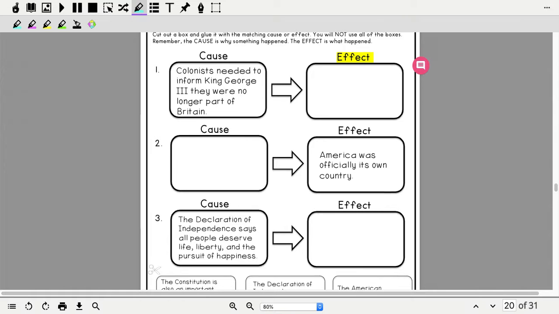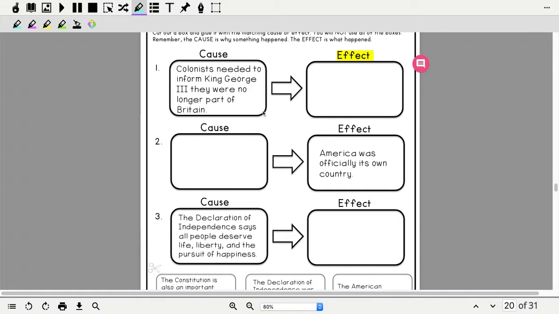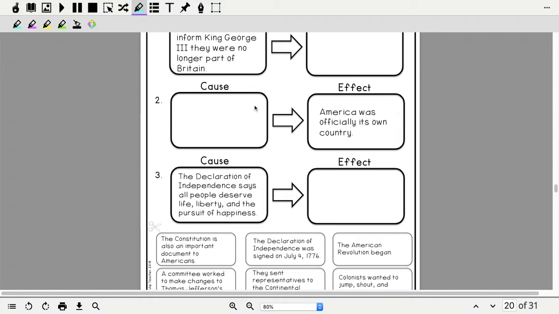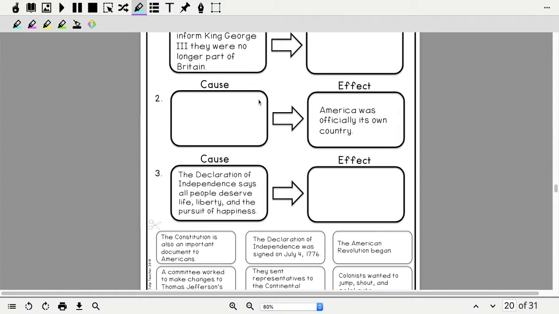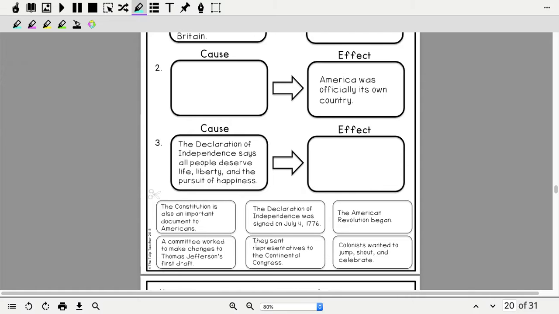Okay, so colonists needed to inform him they were no longer part of Britain. So what did they do to inform him of that? Okay, so if you want to, you go back to the Declaration of Independence and look at that. So it says they made a plan to declare their independence at the Second Continental Congress. Okay, so they sent representatives to the Continental Congress.